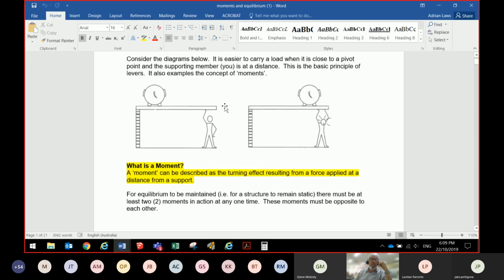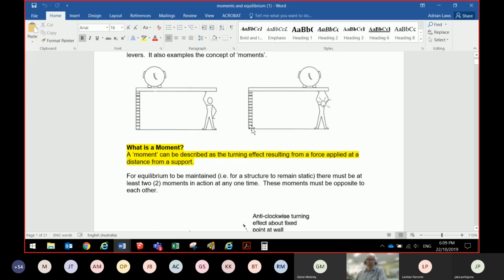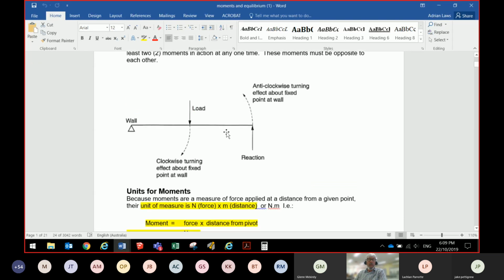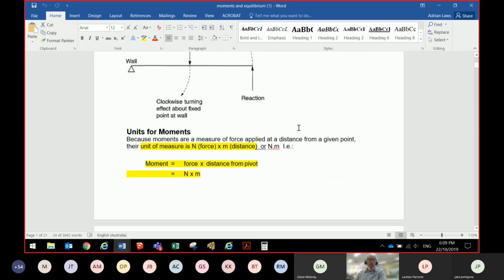We're always trying to get equilibrium. If we've got a big fat elephant sitting right near the wall and a person's right out here holding that up, it's not too bad, but they're going to be sweating and straining when the weight comes out further. And that's an example of moments and how moments works. And a moment can be described as a turning effect resulting from a force applied to a distance from the support. Okay, so it's going to kind of turn and everything.